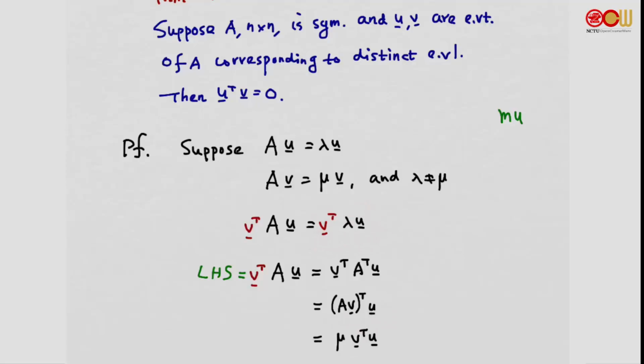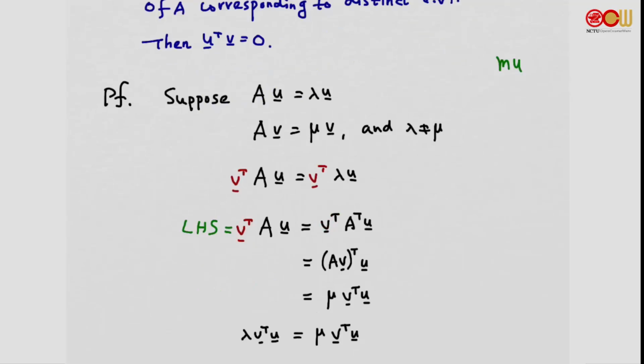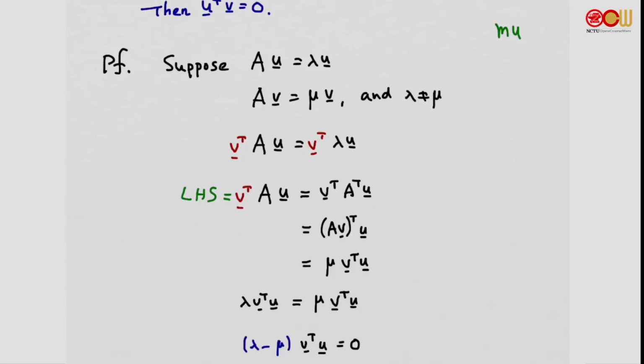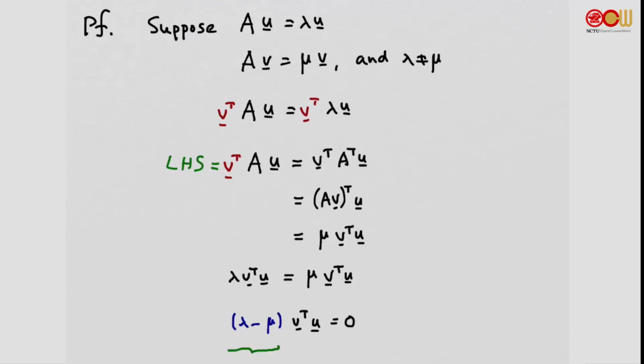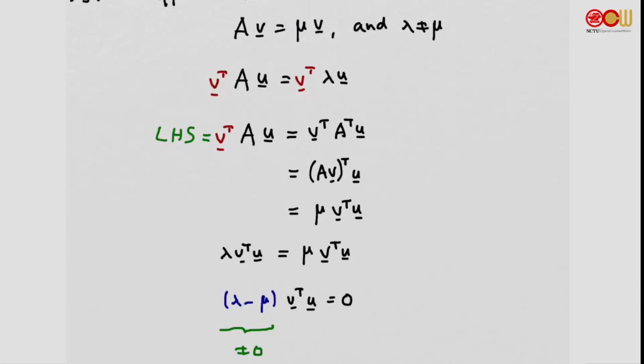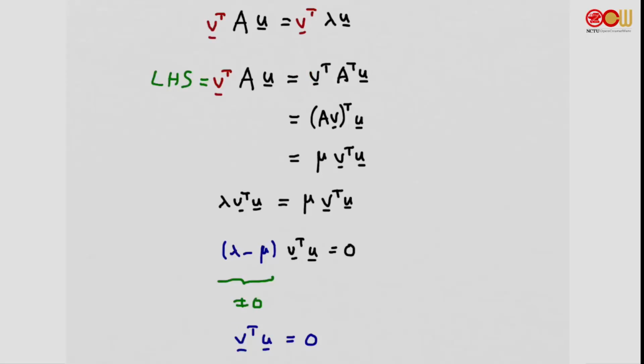So this is the left-hand side, and this is the right-hand side. Let's equate them. On the left-hand side we get lambda times the dot product. The right-hand side is mu times the dot product. Let's move the right-hand side to the left-hand side. Then we get lambda minus mu, times the dot product, equal to 0. And we know lambda is not equal to mu. So the bracket is non-zero, and that means only one thing. The dot product is 0.